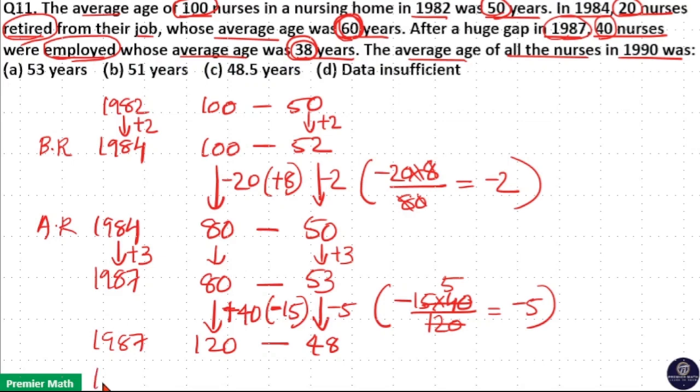Now, the average age of 120 people in 1990 is, there is a 3-year plus 3-year increment. So this 48 will become 48 plus 3, 51. So option B is your right answer. So the average age of the total 120 nurses in 1990 was 51 years.